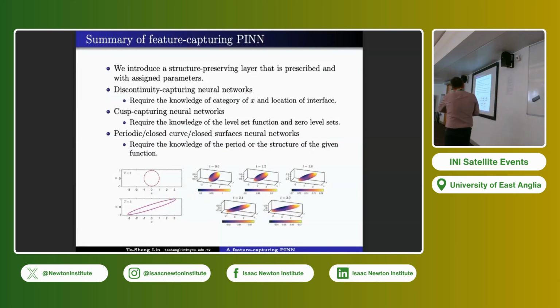So, a little bit of a summary of the feature capturing PINN. We introduce a structure preserving layer, and this is prescribed. We have a discontinuity capturing neural network and a cusp capturing neural network, and we use these two to solve the Stokes interface problem. We do more, in fact. We can use a neural network to represent periodic functions. We can represent closed curves and closed surfaces, so we solve a surfactant problem on a surface. But I don't have time to talk about it. This is the result I can show you.